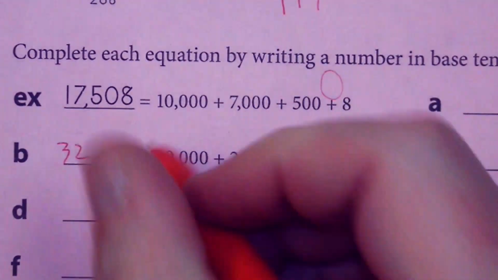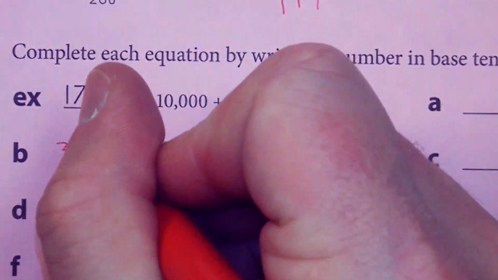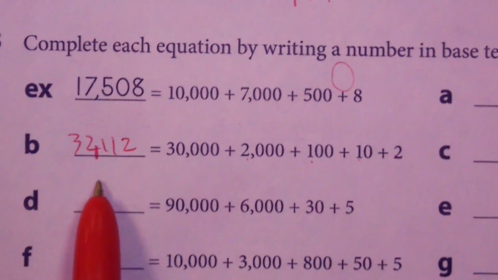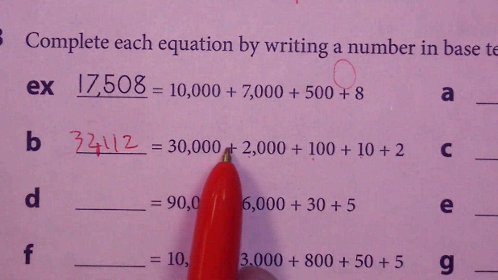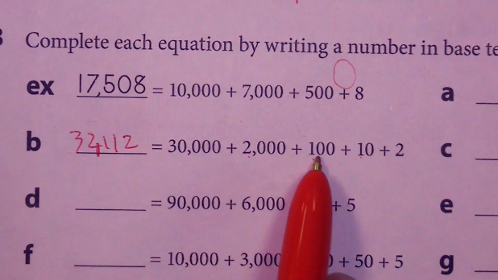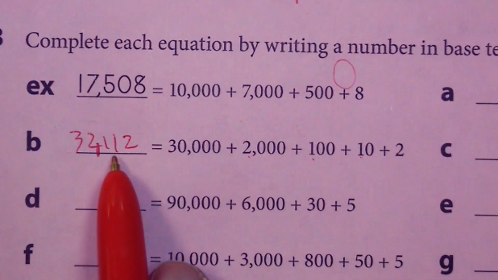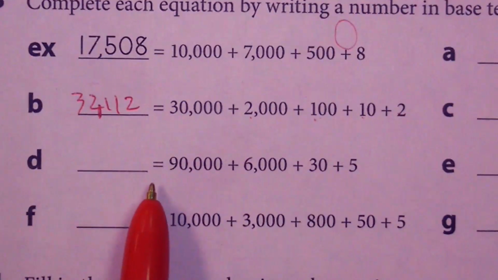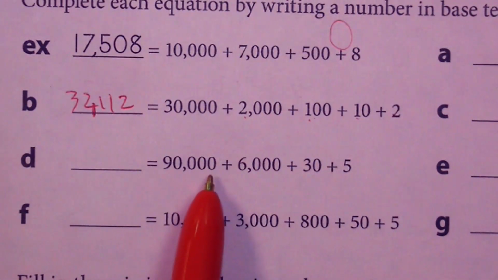2, 1, 1, 2, because this number, if I make sure my comma is in the right place, this number is 32,112 if you were to add all that together. Now, let's skip down to D because I see something.